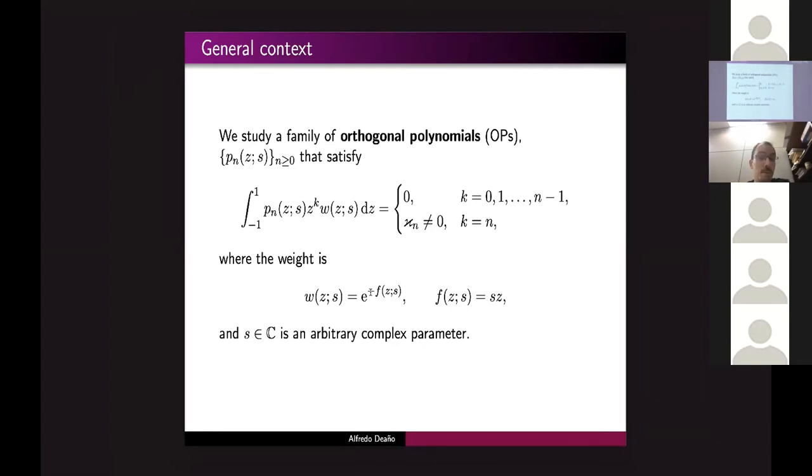arbitrary complex parameter. So I put the orthogonality on [-1, 1], but we can use, well, if the weight function is complex, we are going to use the flexibility of moving this to the complex plane using non-Hermitian orthogonality, very much like Arno just presented before. And we take this parameter s as an arbitrary complex number. So it's a very non-standard weight.